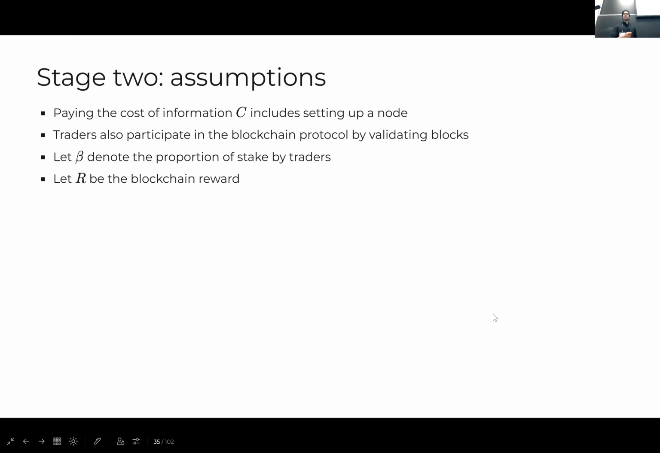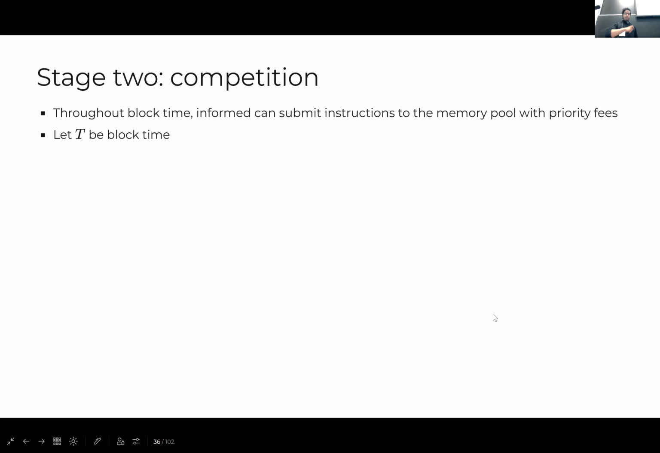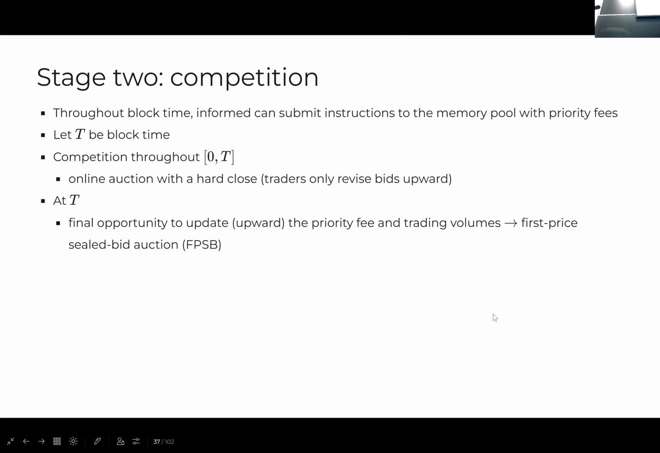I'm calling beta the proportion of informed traders with respect to all other nodes, so beta is between 0 and 1, and R is the blockchain reward for the next block. It's fixed. Everything is fixed and known. Throughout this block time, these 12 seconds, informed traders can submit transactions to the memory pool with priority fees. I will call this capital T the block time. I will model competition throughout block time from 0 to capital T as an online auction with a hard close, where traders can only revise upward.